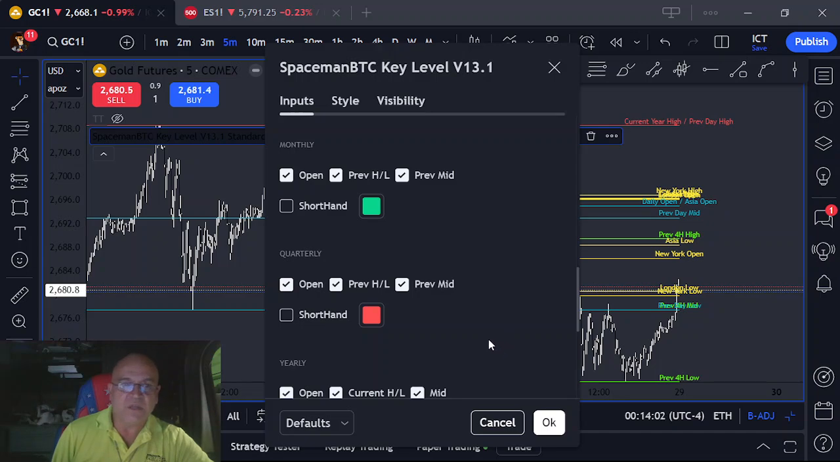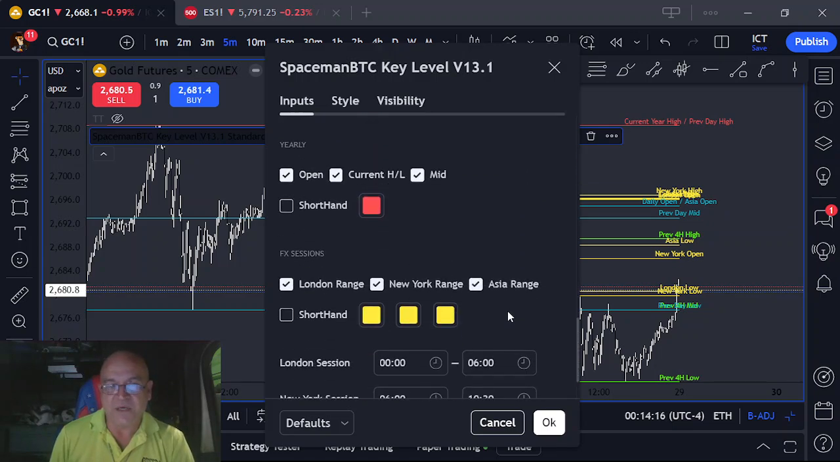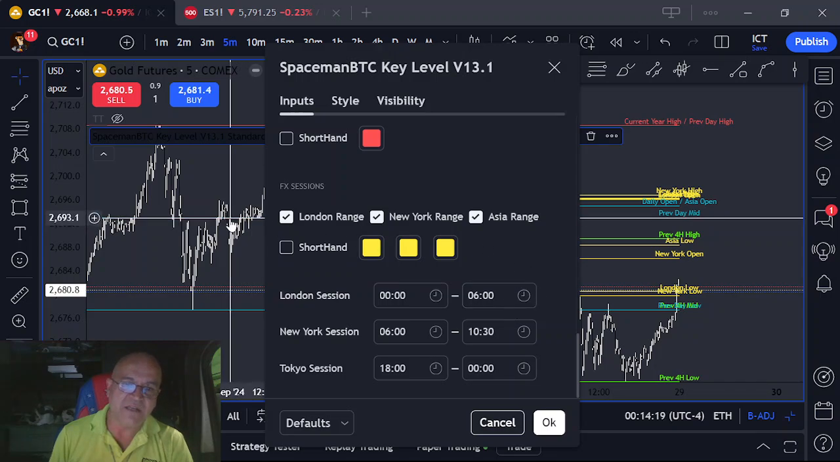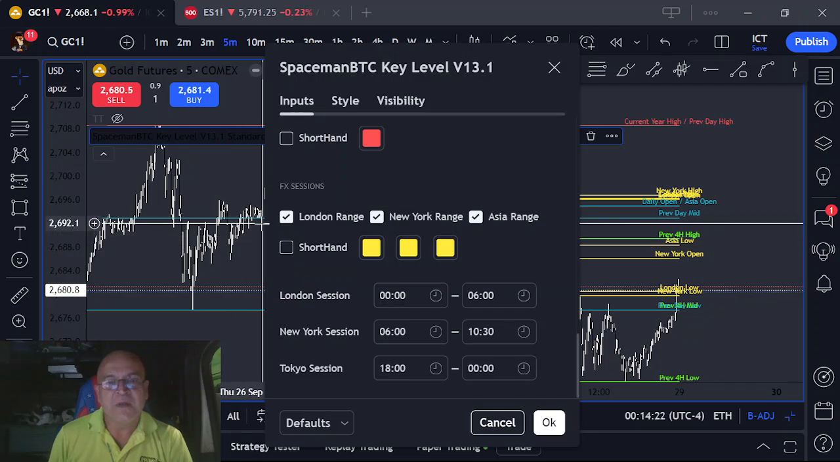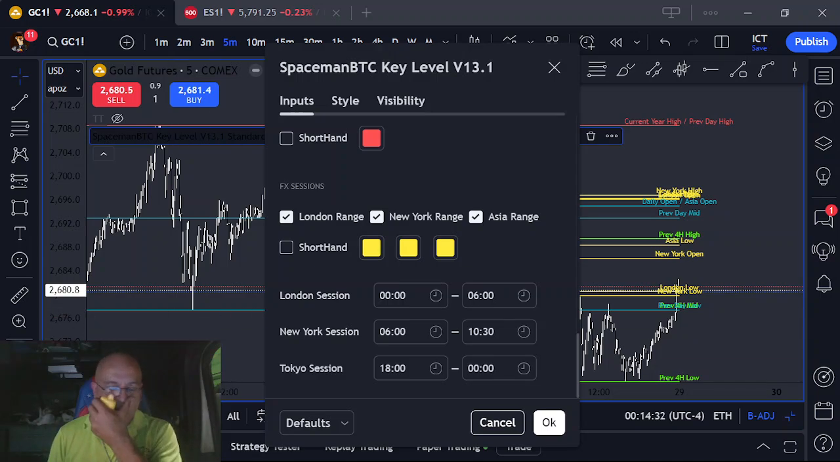The fun part was, a lot of you have seen me use the ICT Seek and Destroy indicator to find my Asia high, Asia low, London high, and London lows so that I could put those on the charts manually. Don't need to do that anymore because down at the bottom, this has a wonderful thing called FX Sessions, and it will give you the ranges of London, Asia, and New York. Okay? And you can customize the times you want those sessions to be.